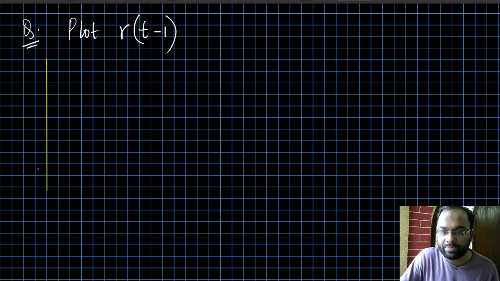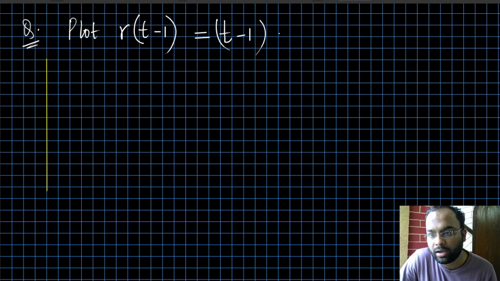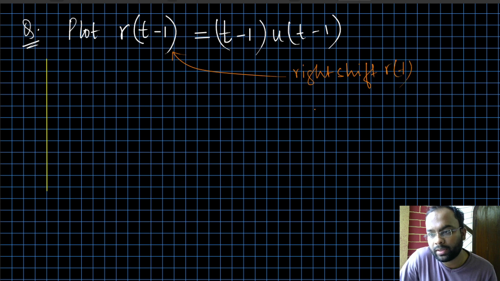Yeah, exactly the same thing. So we already understand this, right? From our previous classes, from our last class. Yes, it will be just right shifting r(t) by 1 unit in time, right? 1 second in time. So r(t-1) is nothing but (t-1)u(t-1). So this is nothing but a right shifted version of r(t). So you just right shift r(t) by 1 second, right? So that is how you get this.